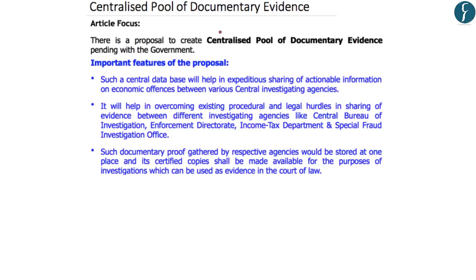Now the important features of this centralized pool of documentary evidence would first be that such a central database will help in the quick sharing of actionable information on economic offences between the various central investigative agencies. The second main feature of this proposal is that it would help in overcoming the existing procedural and legal hurdles in sharing of evidence between different investigative agencies.